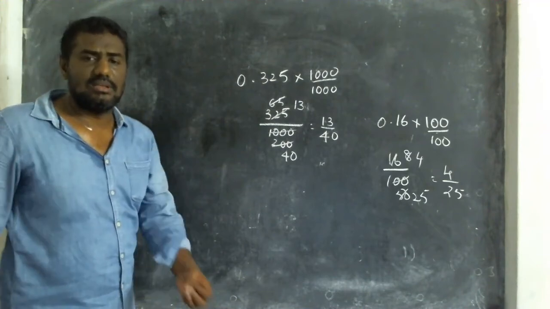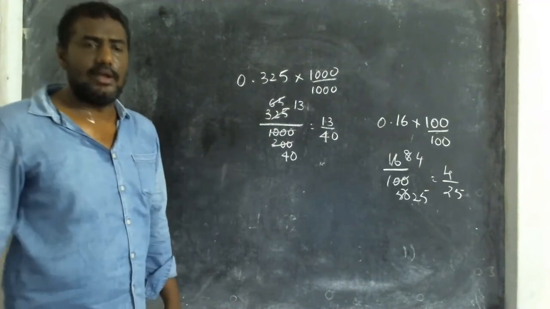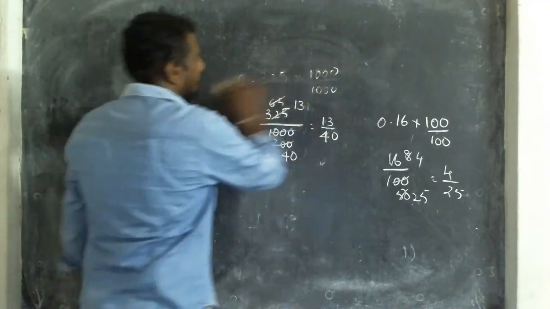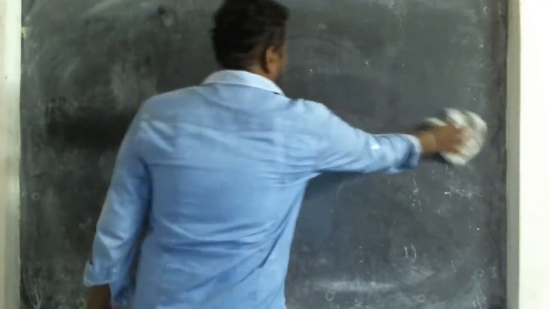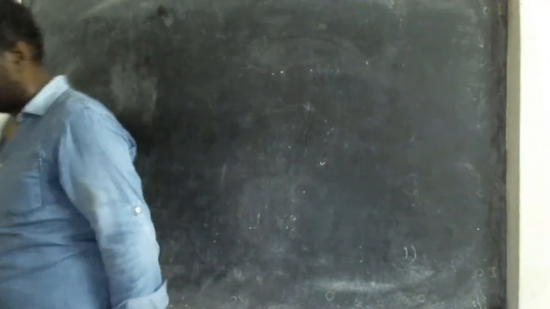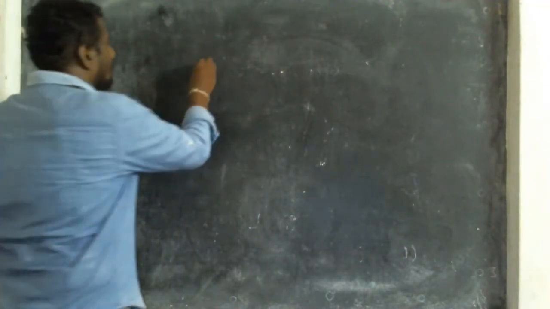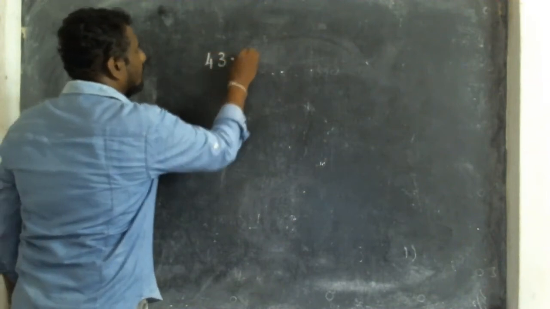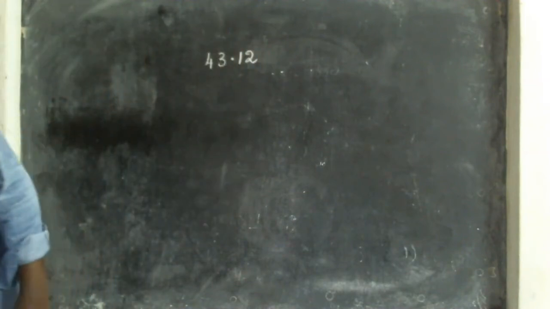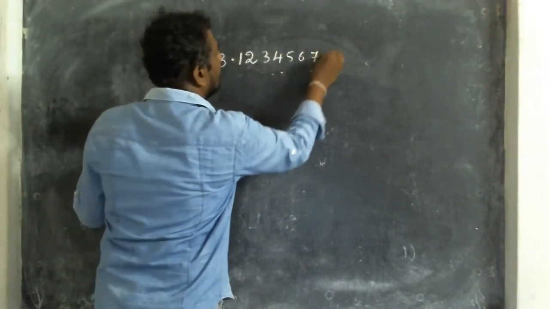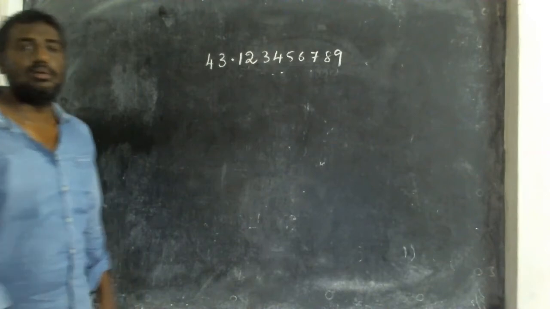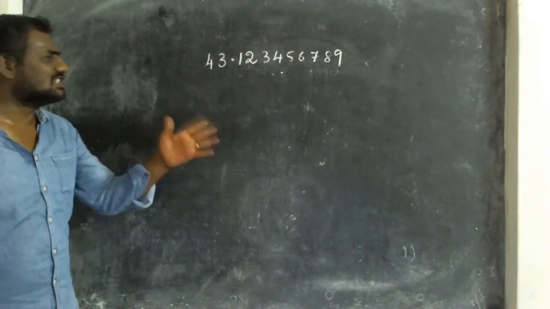So, like that, we have some 3 problems in our exercise. That problem is 43.123456789. This is the problem they told us to convert. Very easy to convert.